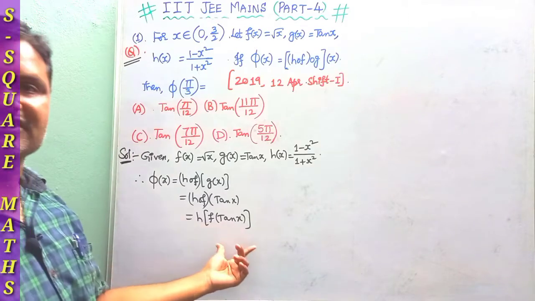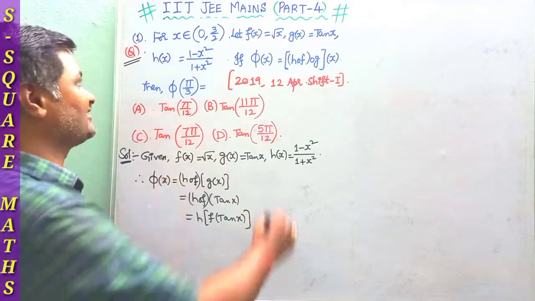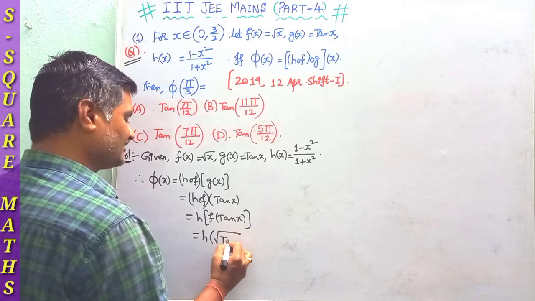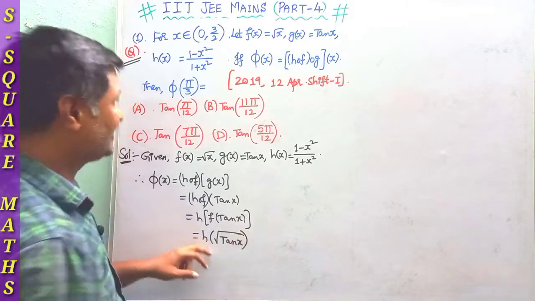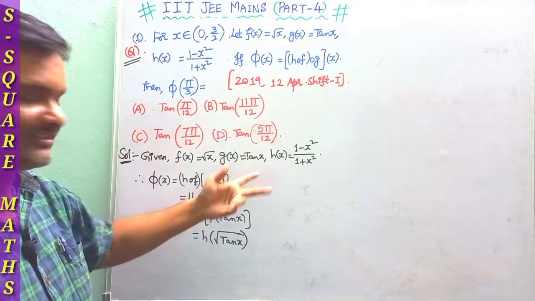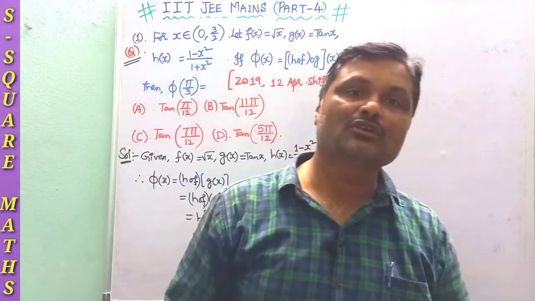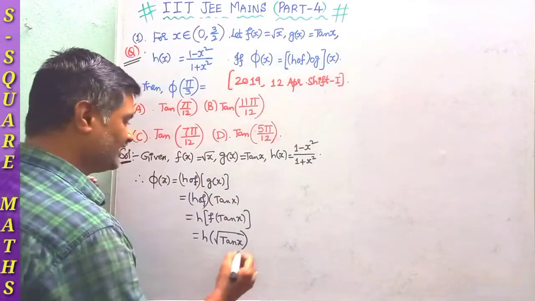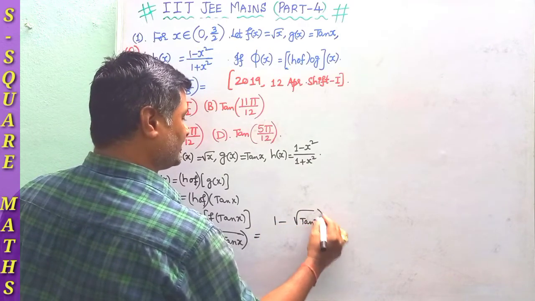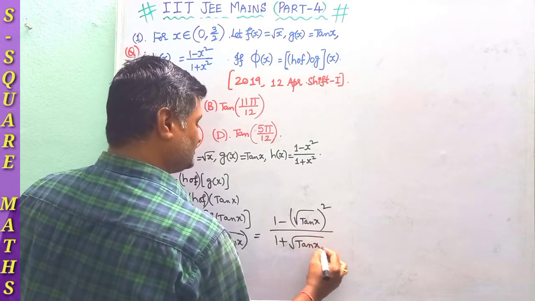Again, by the definition of the function, f of tan x, where f of x is in the form of root x, gives h of root of tan x. Previously g of x, next f of x. Now finally it is in the form of h of x where our x is root of tan x, so be careful here. So I can write 1 minus root of tan x the whole square by 1 plus root of tan x the whole square.